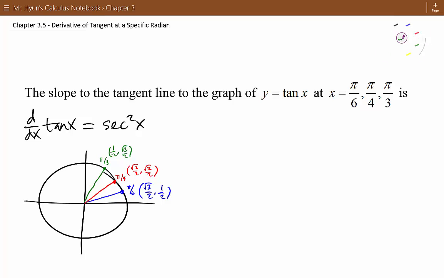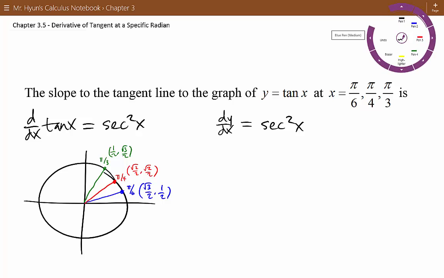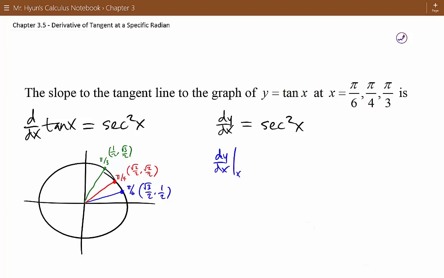So in order to find the slope of our tangent line, the first step is to solve for dy dx, which is secant squared of x. That needs to be memorized. Then, if you're going to solve this problem at pi over 6, then we would want to plug in x equals pi over 6 into our derivative. So that would give us secant squared of pi over 6.